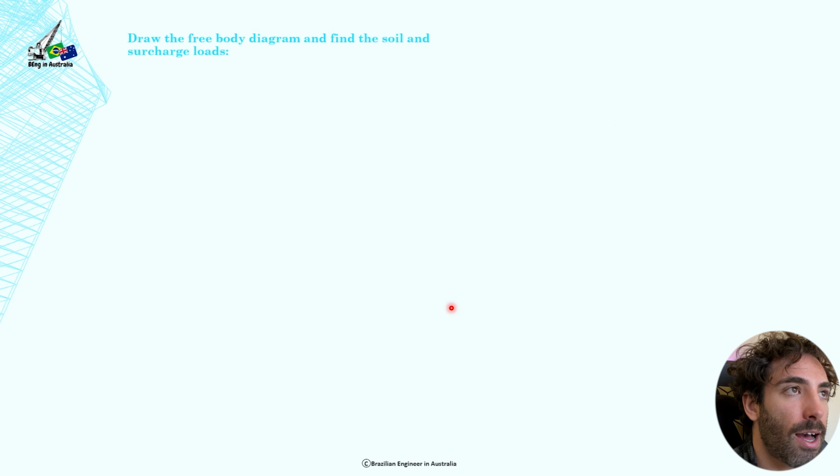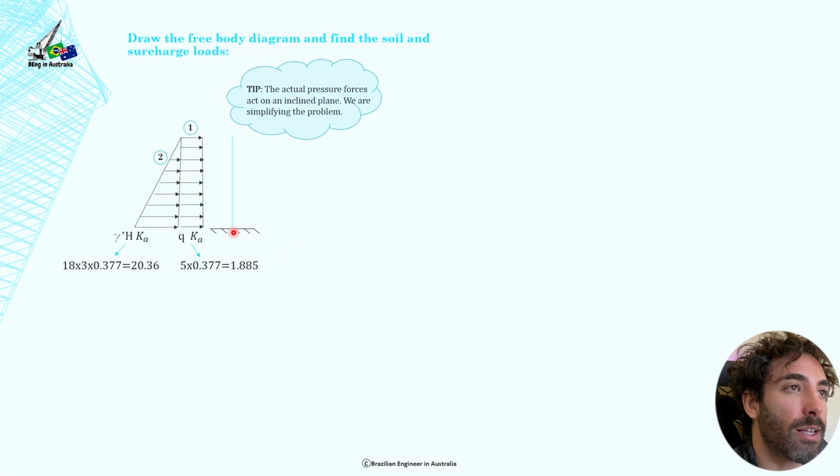All right, next slide. What we're gonna do now is draw the free body diagram and find the soil and surcharge loads. So we're gonna design a stick here, right? And this stick is, just imagine a vertical beam, a cantilever vertical beam. So the free body diagram is just a stick fixed at the base, and this stick has 1 meter of length into the page. Imagine that all the calculations that we're gonna do are for a 1 meter long wall.